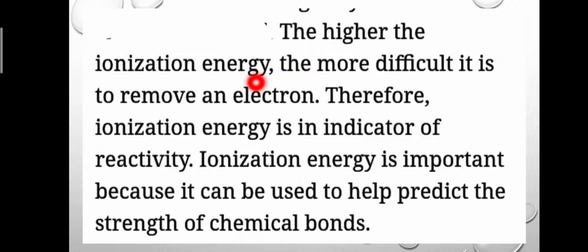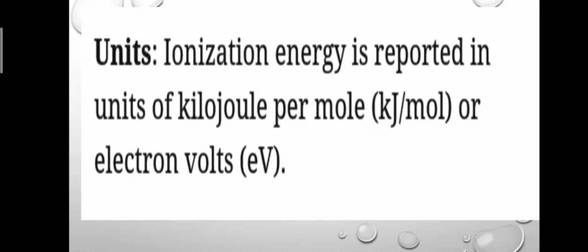The higher the ionization energy, the more difficult it is to remove an electron. Therefore, ionization energy is an indicator of reactivity. Ionization energy is important because it can be used to help predict the strength of chemical bonds. Ionization energy is reported in units of kilojoule per mole or electron volts.